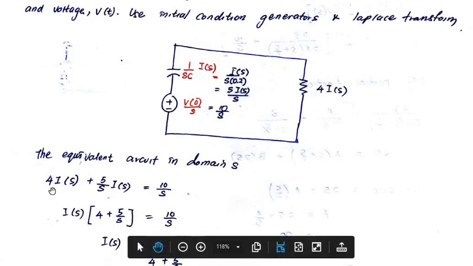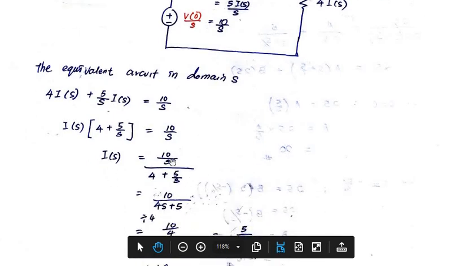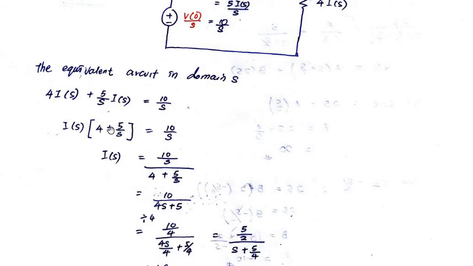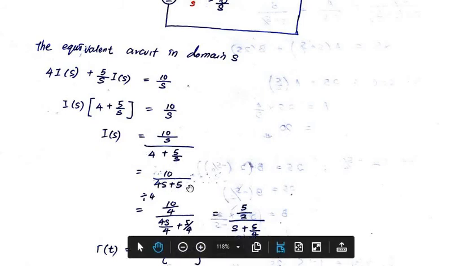So we can write it here now: 4Is plus 5 over s Is equals 10 over s. Now we collect all the Is. You have 4 plus 5 over s equals 10 over s. Then Is is 10 over s divided by 4 plus 5 over s. You bring this to the right-hand side and simplify, and you get 10 over 4s plus 5.